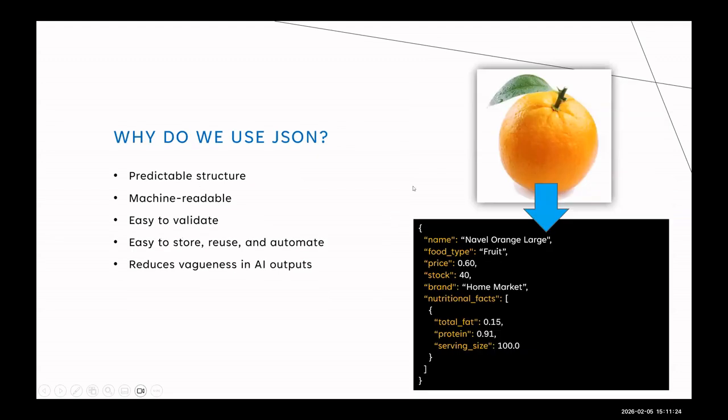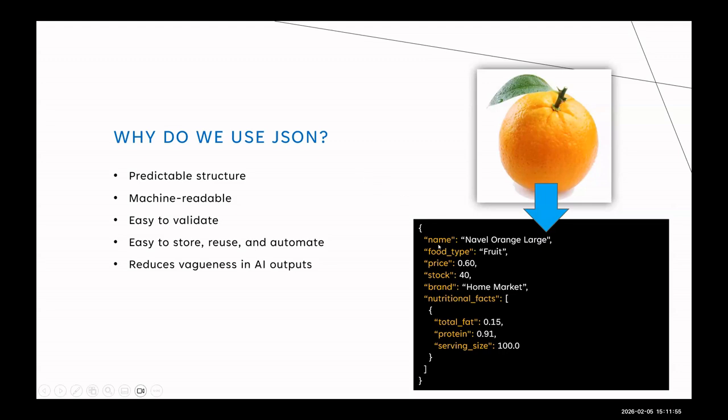So why do we use JSON? LLMs are very good at sounding right when sometimes they are wrong, or they tend to give you fluff. It's a very good way to force clarity when using AI outputs. So you can designate exactly what you want for this.